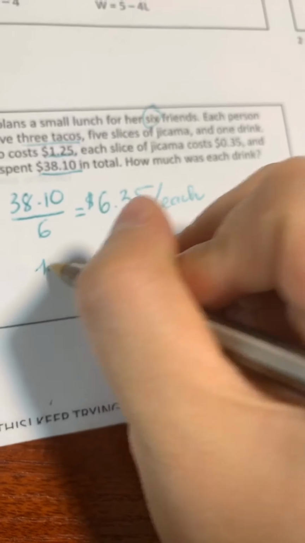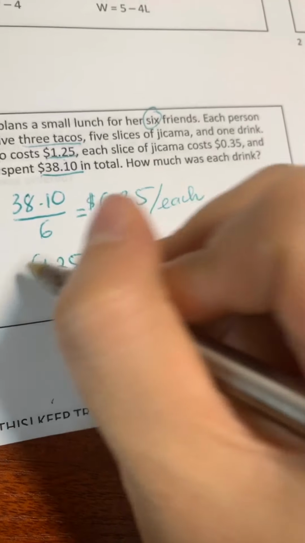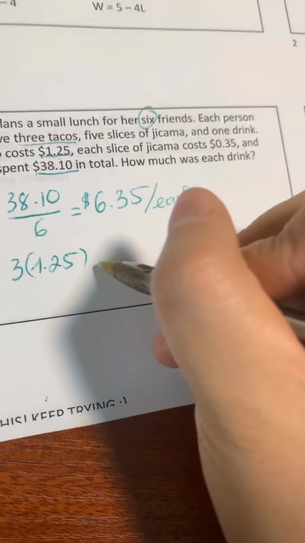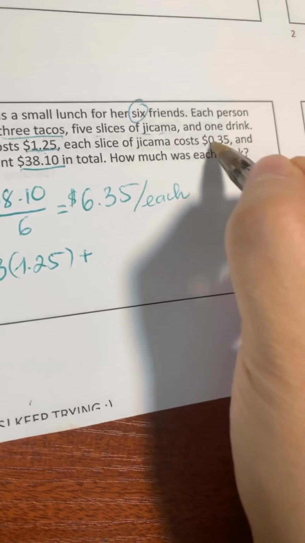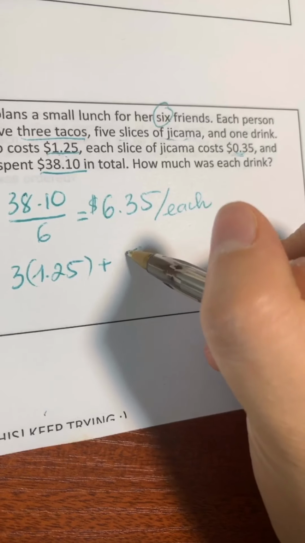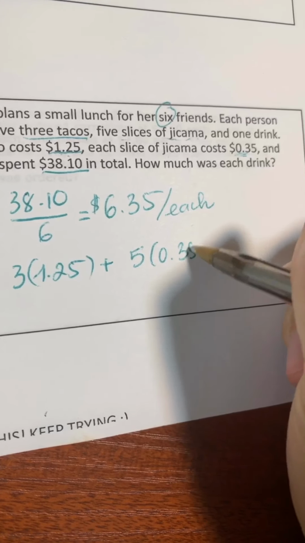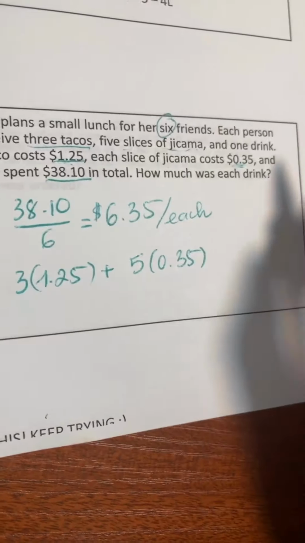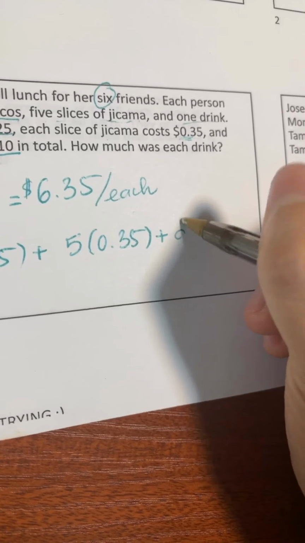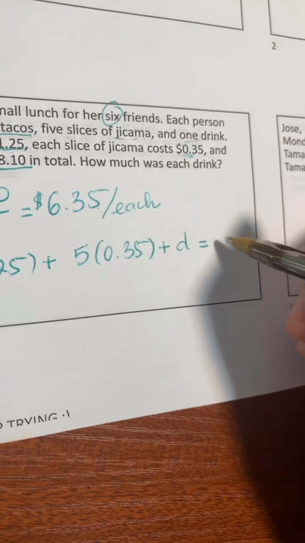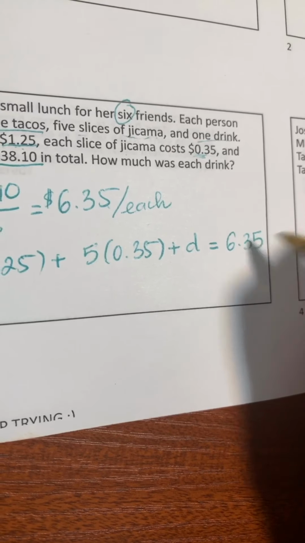So it's going to be 1.25. Multiply that by 3, plus 5 slices of himaka. Each himaka costs 35 cents, so we multiply that by 5. Okay, and then the drink we don't know, so I'm going to leave that as 1 drink. That's going to be D. And then the total, each person spends $6.35.